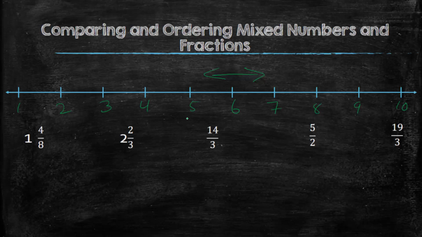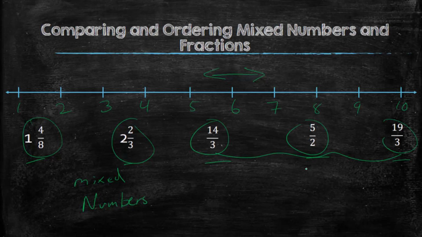And let's say we want to order and compare these 5 numbers from smallest to largest. Well, the first two are mixed numbers, right? And then the third, fourth, and fifth numbers are what we call improper fractions. Now, the problem is that we can't really order these 5 numbers because they're not the same type. We've got 2 mixed numbers and 3 improper fractions. In order for us to properly order them from smallest to largest, we have to have them be the same type. So that's what we need to do.